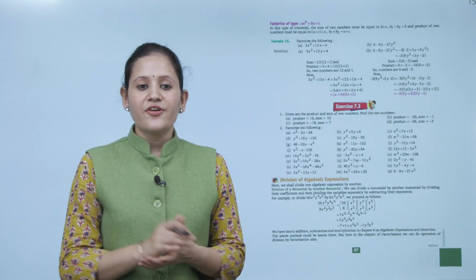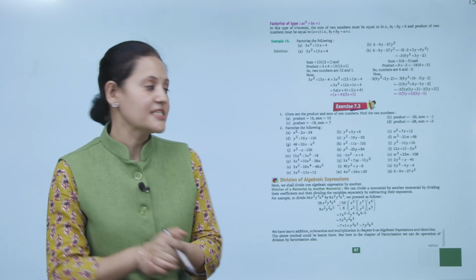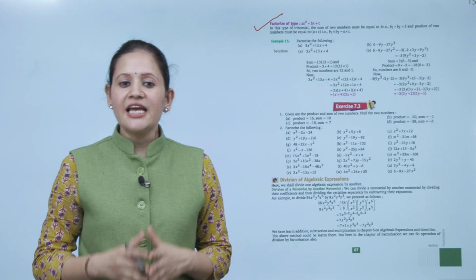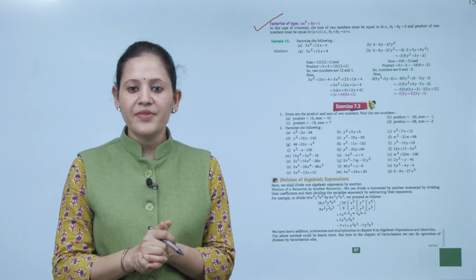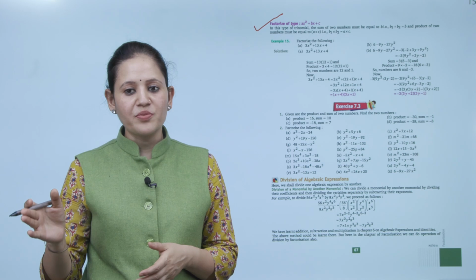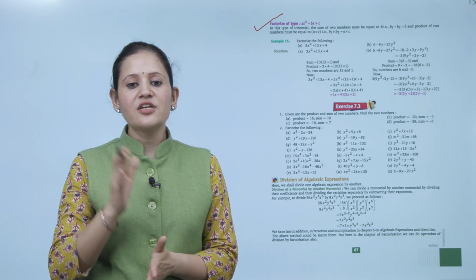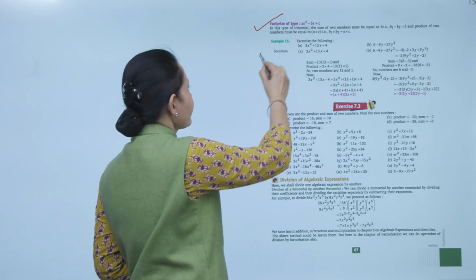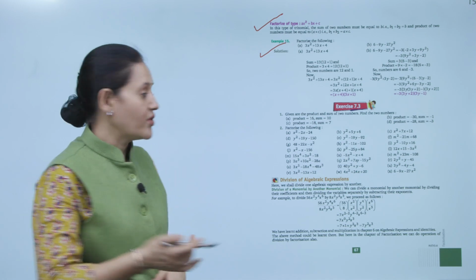Next is factorize of type ax square plus bx plus c. In this type of trinomial, the sum of two numbers must be equal to b, b1 plus b2 equals b, and the product of two numbers must be equal to a into c, b1 into b2 equals a into c. We'll take an example here. Factorize the following: 3x square plus 13x plus 4.